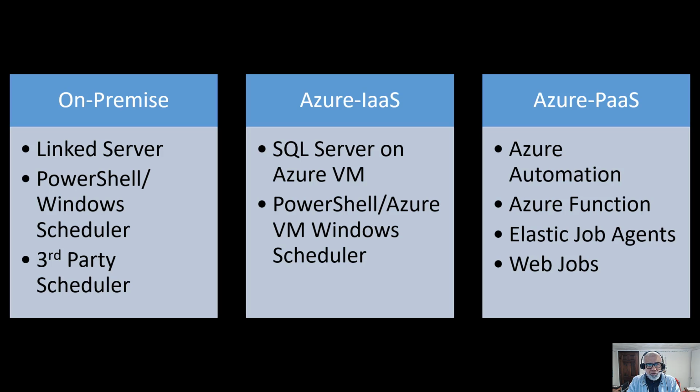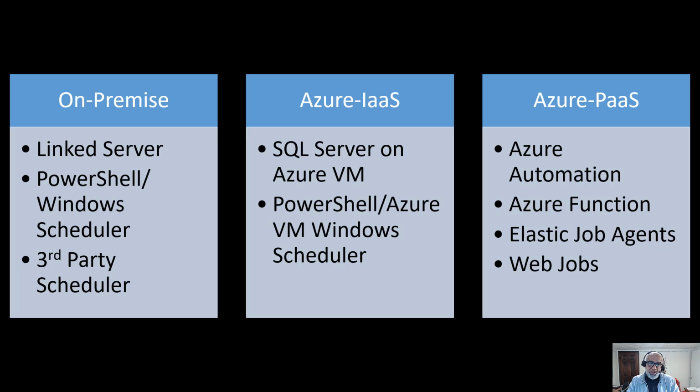Now, when I say on-premise, what can we do? If you have a SQL server, you can use a linked server. You can write a PowerShell script and schedule it with a Windows scheduler, or if you have a third-party scheduler, like Tidal or some other scheduler that your company is already using, you can write a bunch of scripts, T-SQL, PowerShell, and point those to your Azure SQL database, and schedule those via your third-party scheduler.